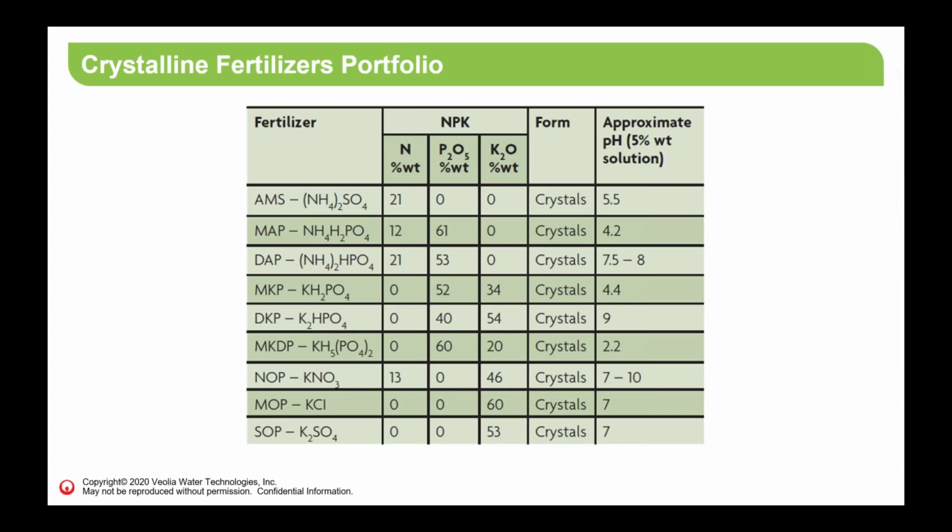There is a big portfolio of crystalline, water-soluble fertilizers available. One of them, the most common, is ammonium sulfate. There are also other ammonium phosphate fertilizers, NP. We mentioned here MAP, we mentioned DAP.